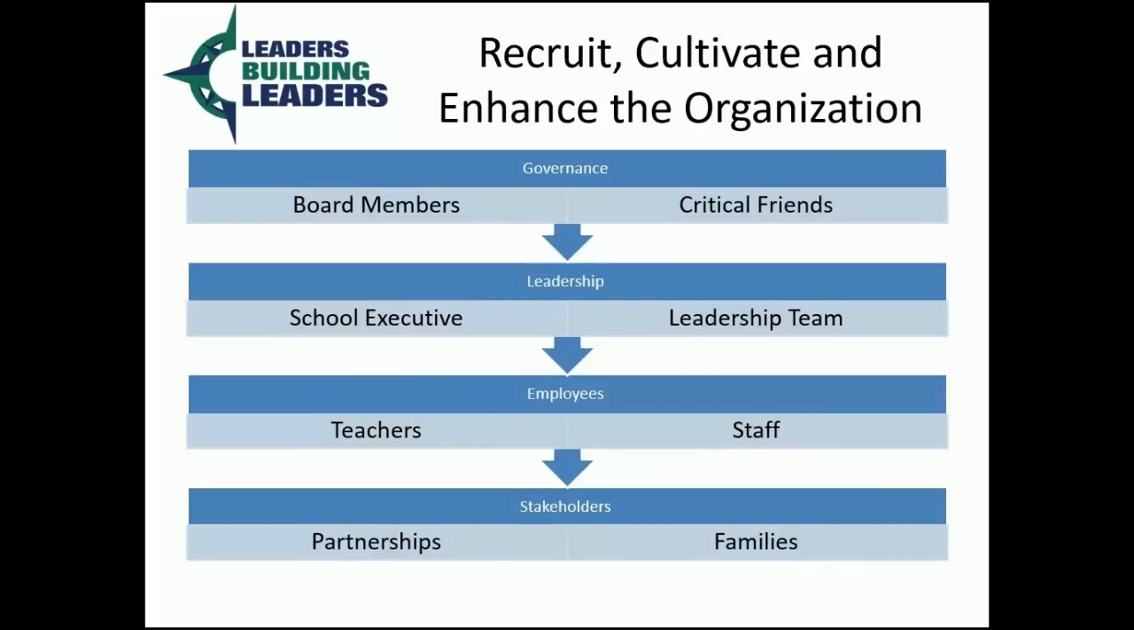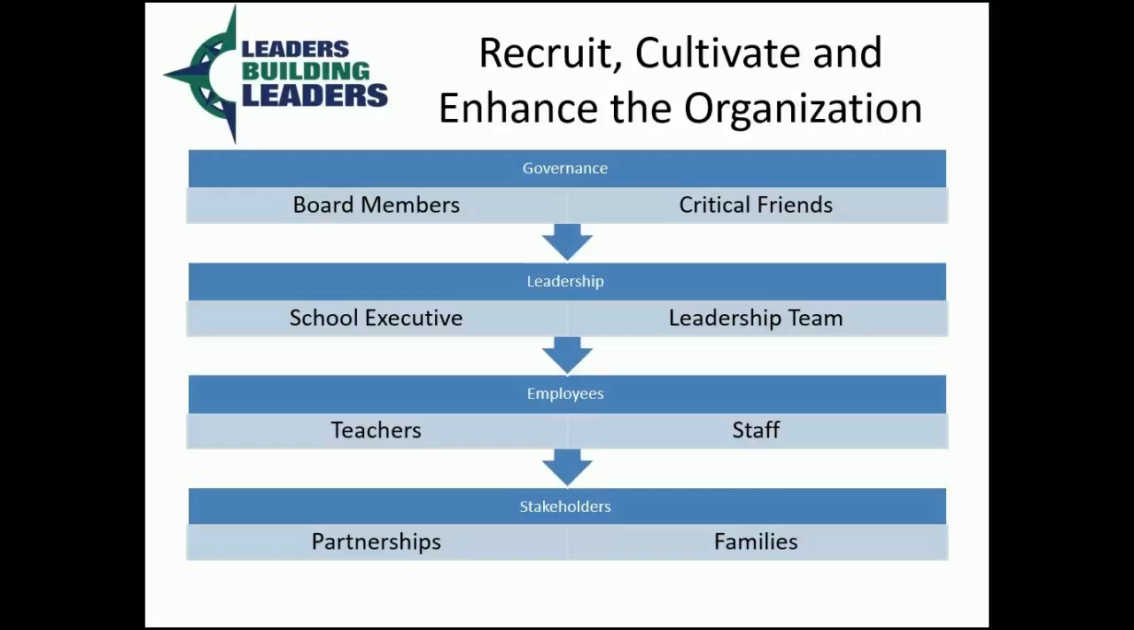And critical friends, I consider, could be third parties, could be local university partnerships. These individuals can sit on your ad hoc and your standing committees to do the deeper dive work of the board. Leadership, school executive and leadership team, employees, teachers and staff, stakeholders, partnerships, and families. Always, always, always be recruiting.